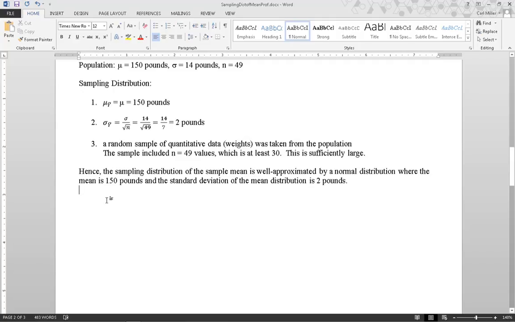Visually, sketch the sampling distribution by drawing a normal curve, labeling the mean in the center at 150 pounds, and then 3 standard deviations of the mean on each side of that center. So that would be 150 minus 3 times 2, so 150 minus 6 is 144 pounds. And similarly, the mean plus 3 times the standard deviation of the mean is 150 plus 3 times 2, or 150 plus 6, which is 156 pounds.